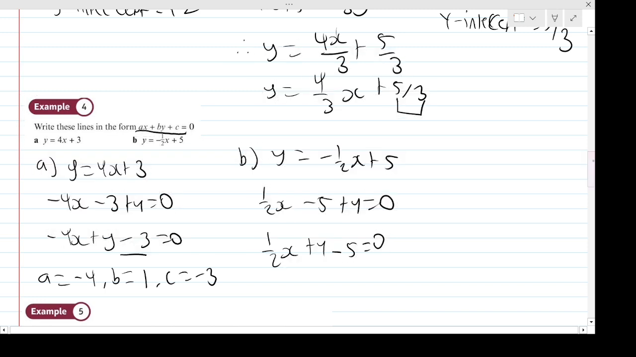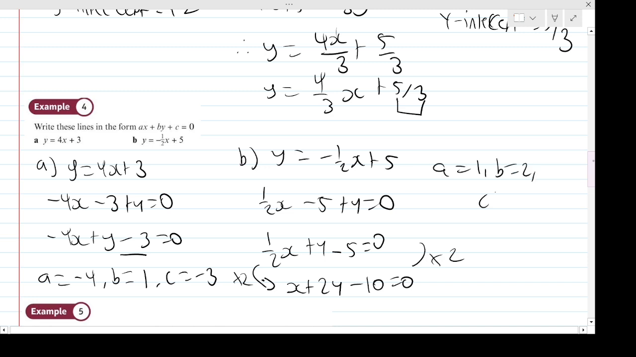Now you could tidy this up by scaling the equation, right? Times both sides by 2 to get rid of the fraction, because we don't like fractions ideally, right? So then we have x plus 2y, if we double every term, minus 10 equals 0. And therefore we could say a is 1, b is 2, and c is minus 10 by comparing the terms, the coefficients, right? Cool.